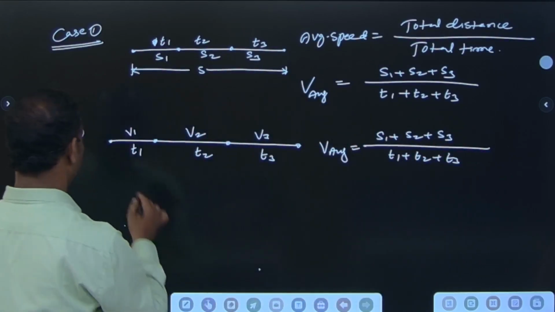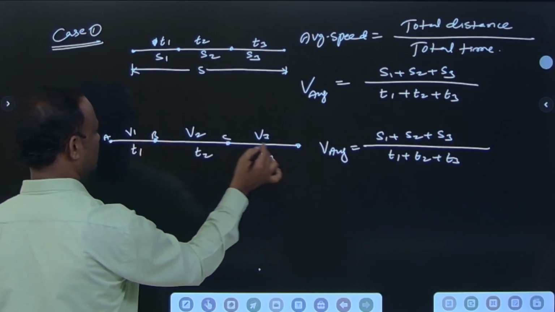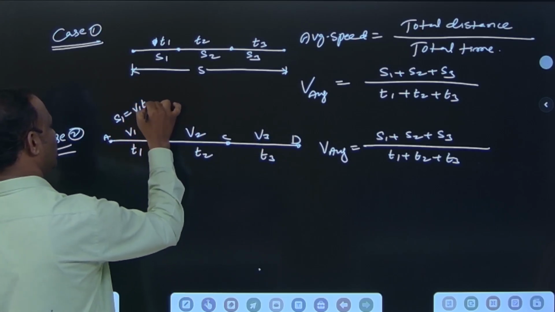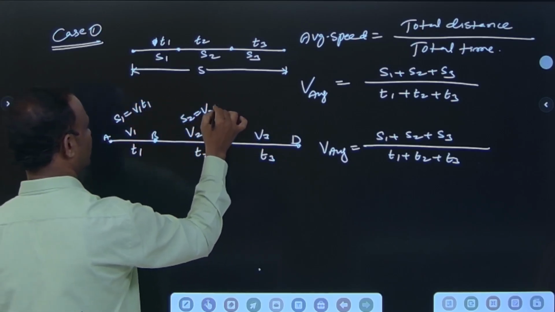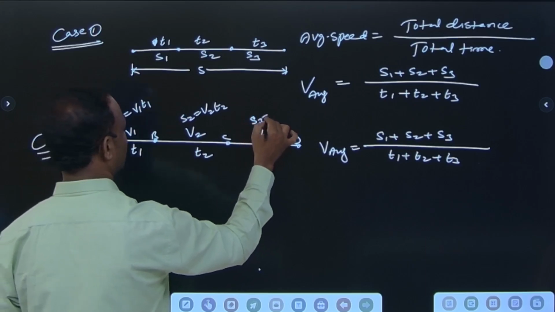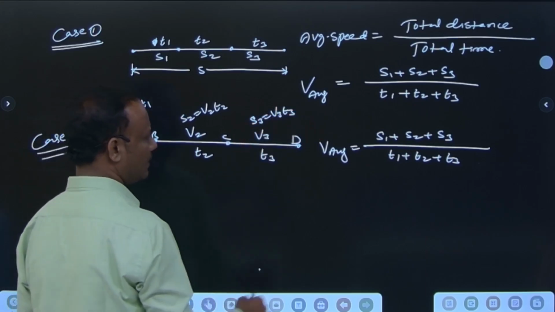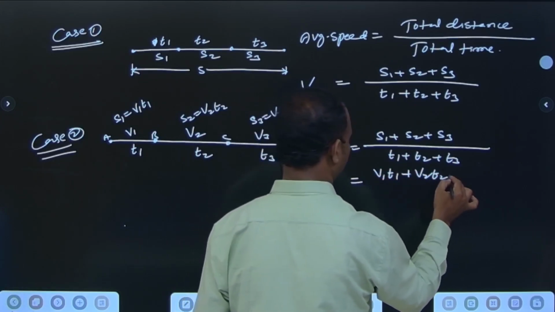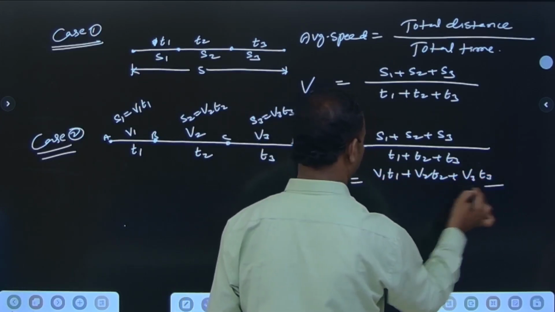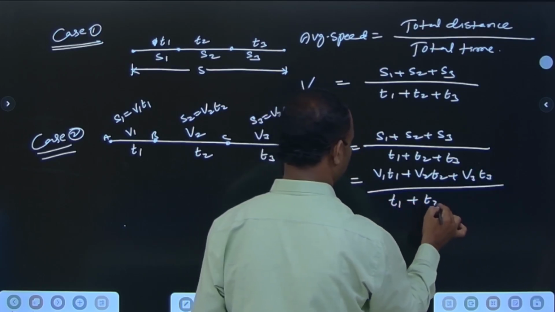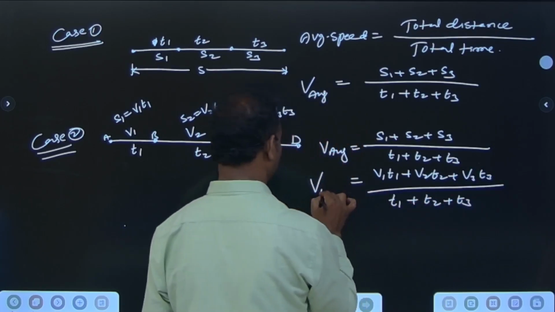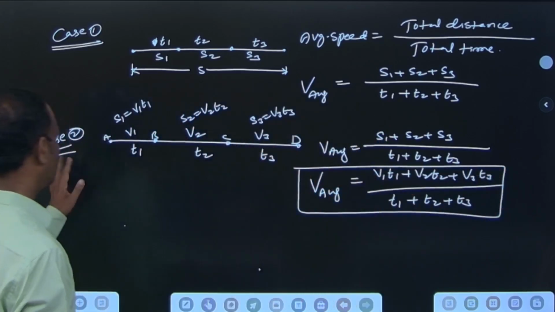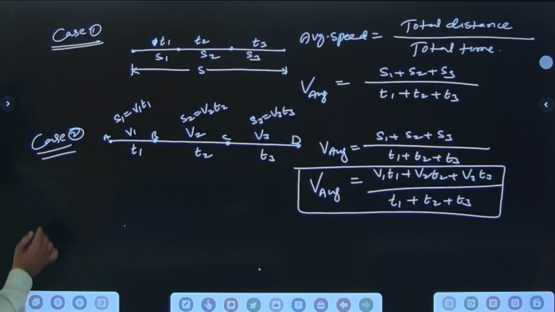The distance traveled S1 is equal to V1 T1, S2 is equal to V2 T2, and S3 is equal to V3 T3. So V average is equal to V1 T1 plus V2 T2 plus V3 T3 by T1 plus T2 plus T3. This is the second case.